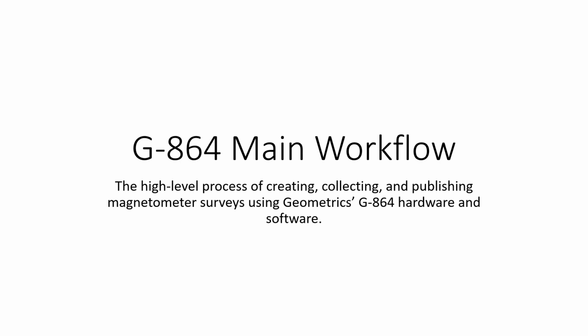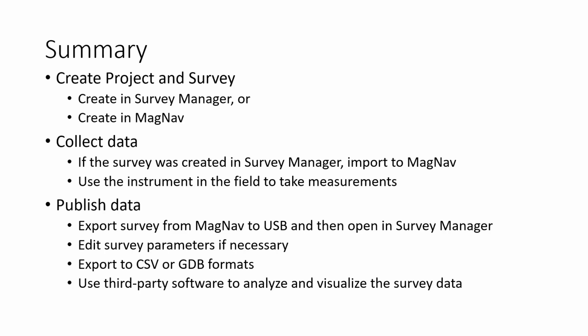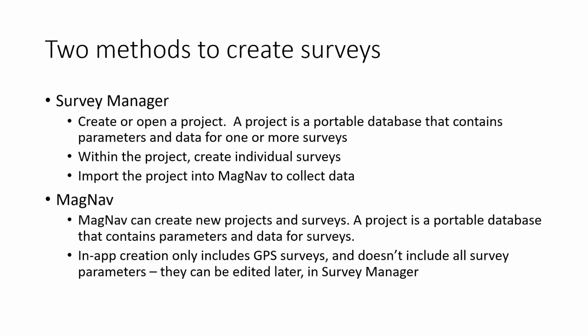This presentation describes the main steps in using the G864 magnetometer and software to create, collect, and publish magnetometer surveys. In summary, you do this in 3 steps. You create a project and a survey. You have a few ways to do that. You collect the data using the instrument, and then you publish the data. You have some different options in each case.